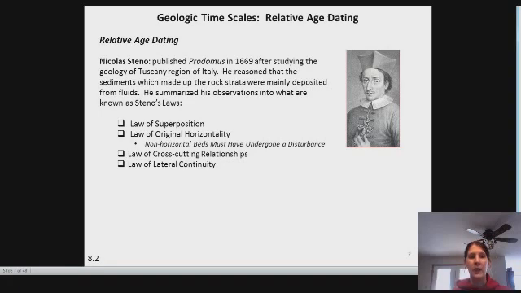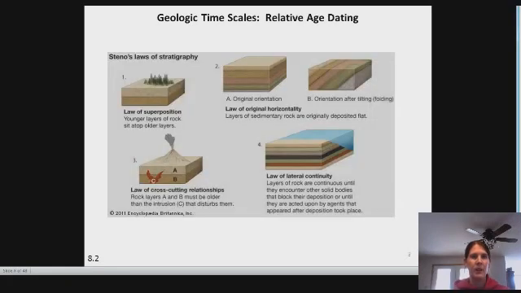These are really the basic laws of geology. You have to understand these to really understand how we interpret geologic sections and rock beds and formations. This is really the basis of our current concept of what has happened. So, Steno's laws of stratigraphy.